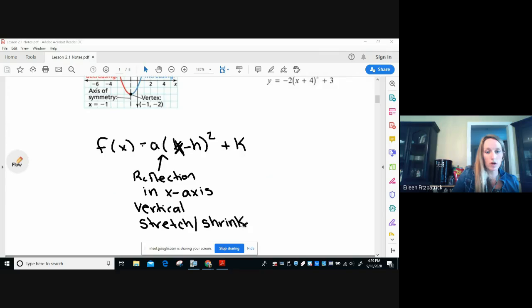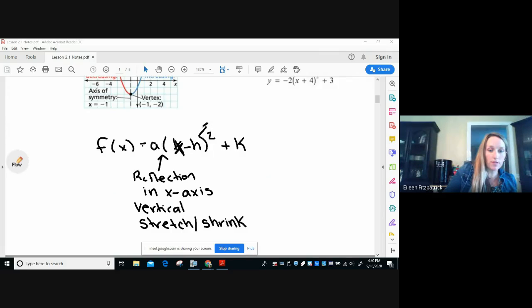So vertical stretch, think of you stretch vertically, you kind of get taller and leaner. A vertical stretch is going to be a skinnier graph. A vertical shrink, think about your parabola, your U-shape shrinking away, moving away from the vertical axis. Your parabola is going to get wider.